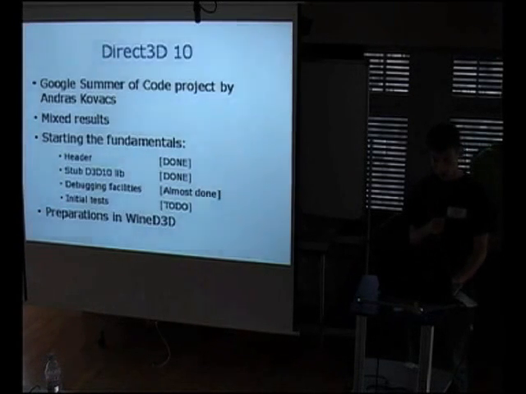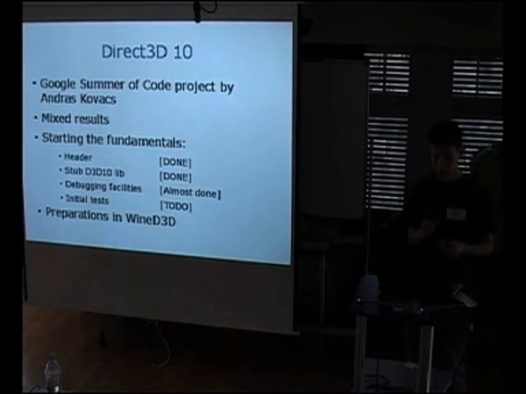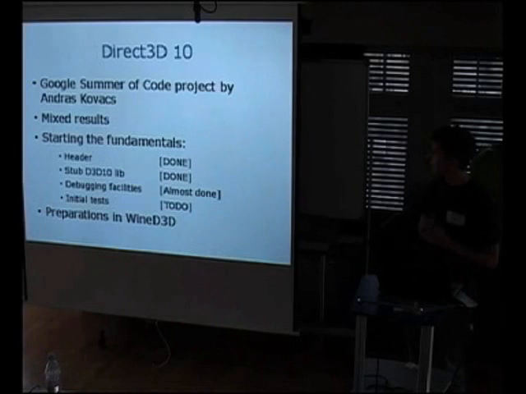And what was also part of the Sum of Code project, which isn't done yet, is writing some initial tests just to show that we can compile a Direct3D 10 application, that the application runs on Windows, and that our primitive application runs on Wine, so that we just can show, okay, at least it's working for us, primitive thing. And that's mainly the d3d10.dll library.